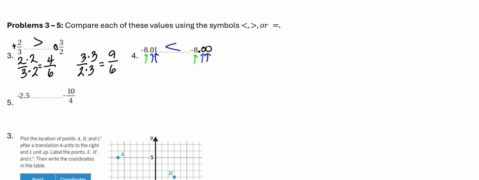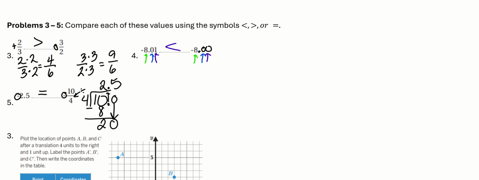And last but not least, number 5, these are in different forms. So we need to change the form. And since I know most of us like decimals better than fractions, I'm going to change 10/4 into a decimal, and we would just need to divide because that's what this symbol means, right? This is division. So 4 goes into 10 2 times, 2 left over, add a decimal, bring down our 0, make sure your decimal goes to the top, and 4 goes into 20 5 times. They're both negative, and they're both 2.5. So that is why this one was equal to.